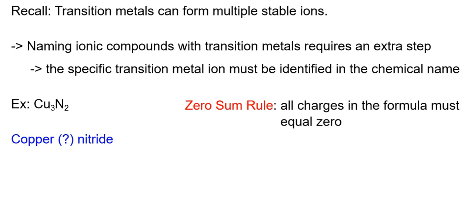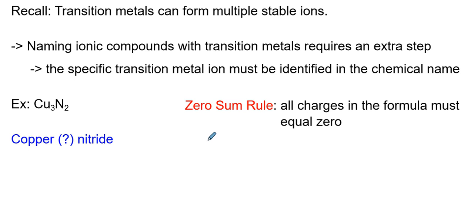To do this, there's something called the zero-sum rule. What this says is that all charges in the formula must equal 0. I know that I have a copper ion and a nitride ion. I know that the sum of the 3 coppers and the 2 nitrides must equal 0. So that's what we're going to set up algebraically here.